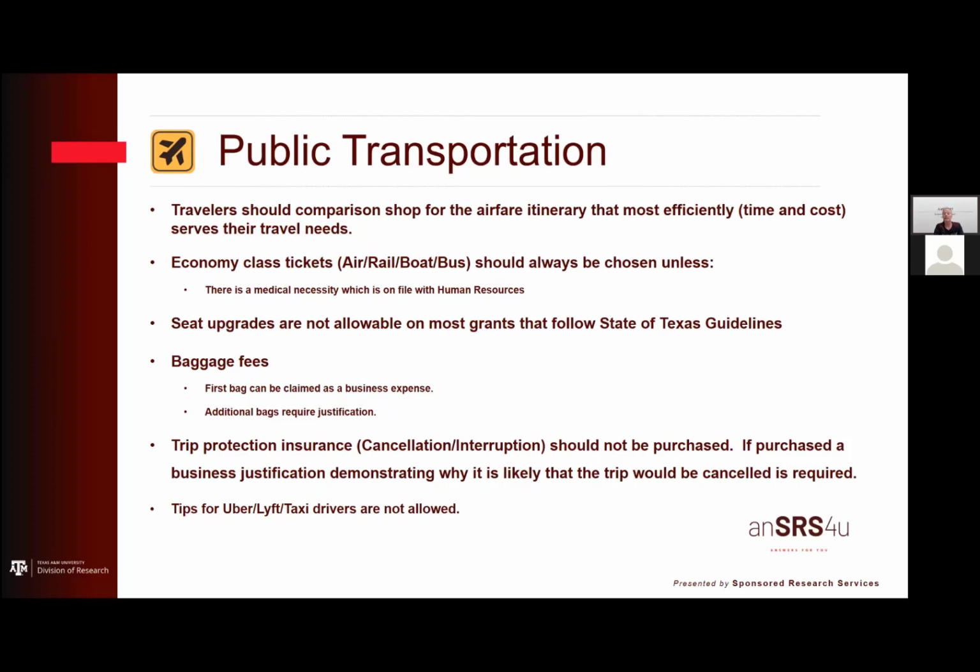Economy class tickets, air, rail, boat, bus, should always be chosen unless you have a medical necessity, which is on file with Human Resources. You need to add a comment to the line item to say you have a medical necessity on file with Human Resources, and you don't have to explain what it is. Seat upgrades are not allowable on most grants that follow the Texas guidelines.